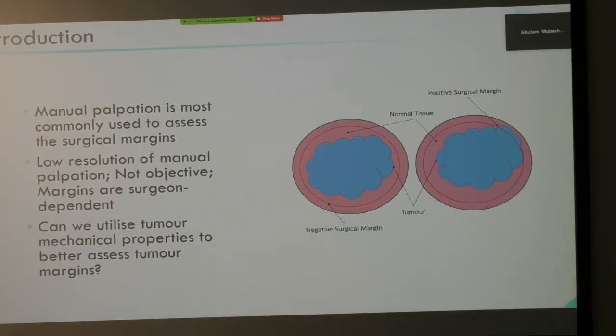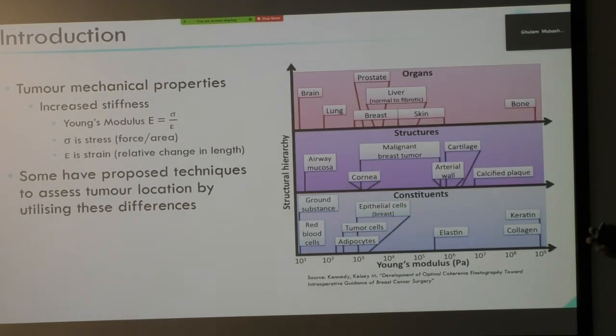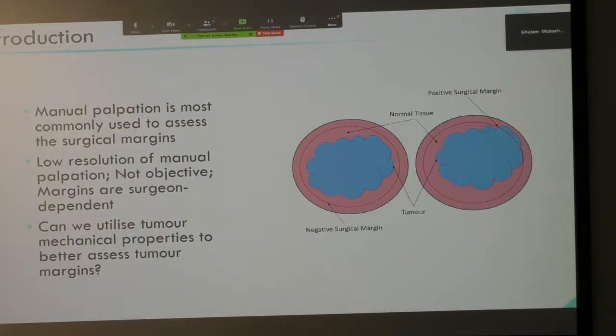One of the proposed reasons is inadequate removal of the tumour. So the way that the surgeon will assess the complete removal of the tumour is by manual palpation. So they just press around within the cavity to check that the tumour has been completely removed. There's a couple of problems with that. Firstly, there's low spatial resolution of palpation and it's not objective, so it actually changes from surgeon to surgeon.